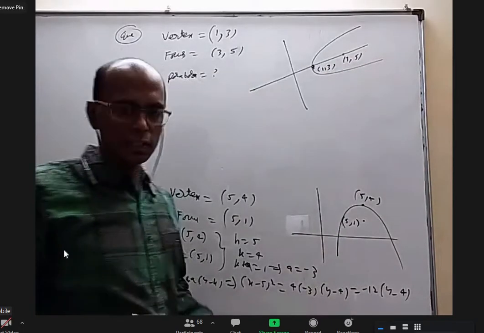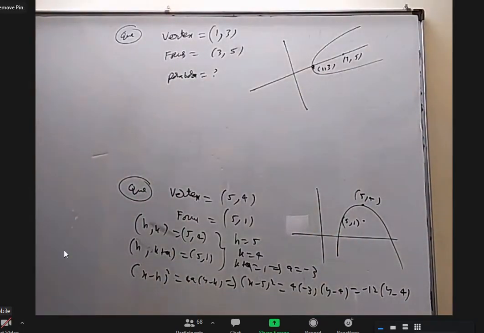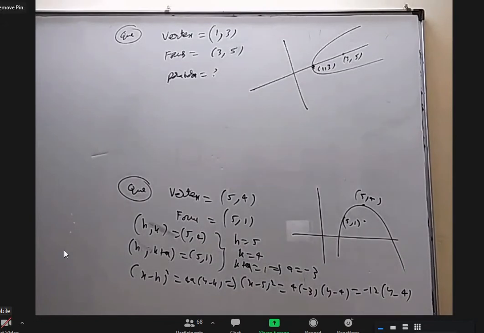So definitely the answer should not be expected in the form of y minus k equals 4a into x minus h or x minus h equals 4a into y minus k. That is only for horizontal or vertical parabolas. This is rotated. Anybody want to give any idea how to do this?